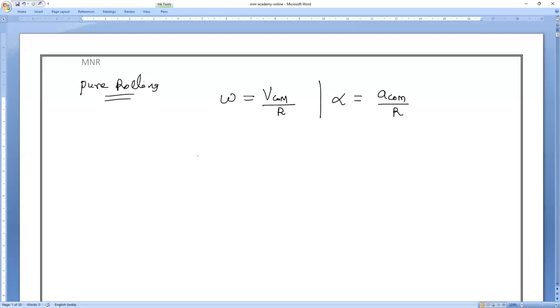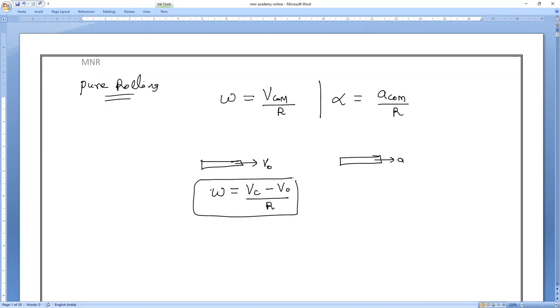If the platform velocity is not zero, if the platform is also having some velocity, and here the platform is also having some acceleration, then what is the angular velocity formula, everybody? If the platform is having some velocity, please respond. So we all studied that angular velocity is equal to the velocity of the center of mass minus the velocity of the platform, divided by R.